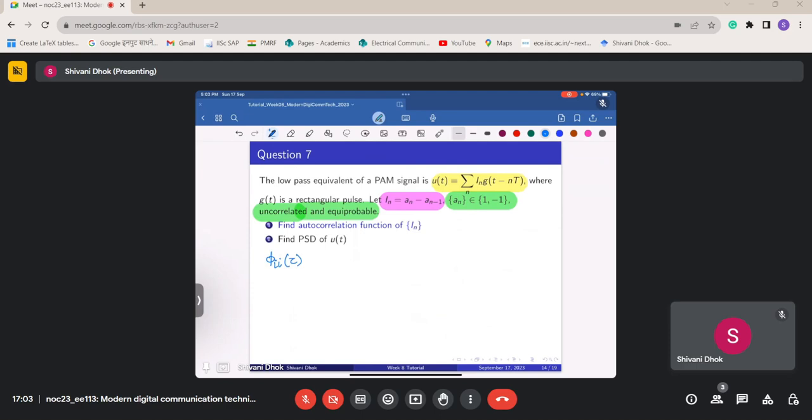tau, or instead of tau, let me say m, which is simply expectation of I_n into I_(n plus m). This is what we need to find. So in order to find this, we'll substitute the value of I_n as a_n minus a_(n minus 1), and I_(n plus m) as a_(n plus m) minus a_(n plus m minus 1).